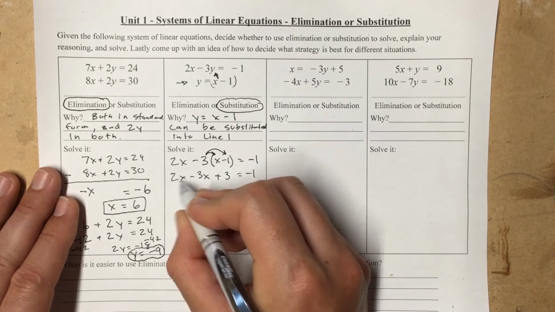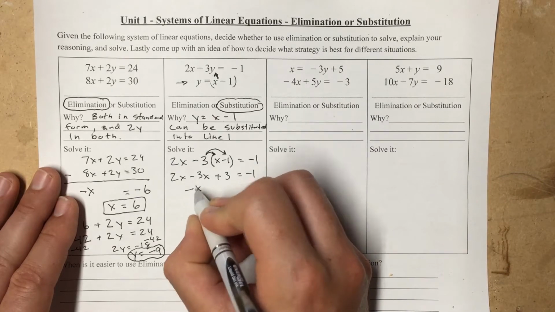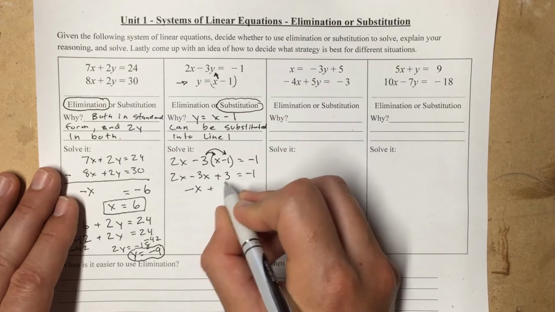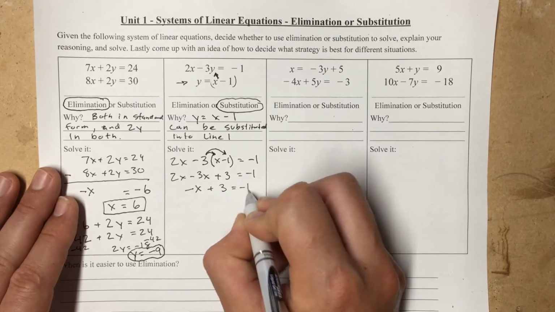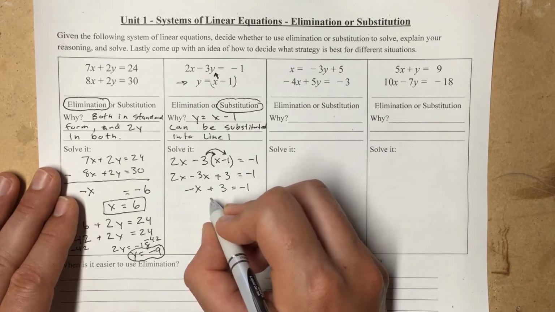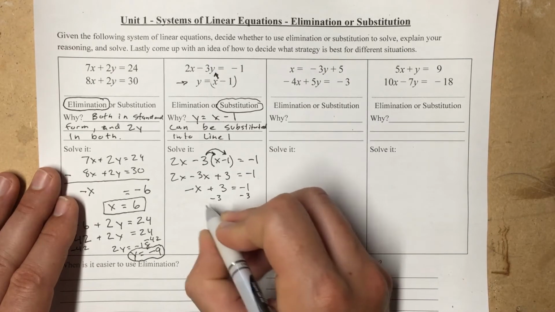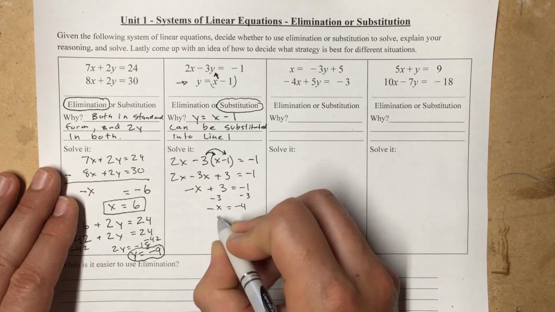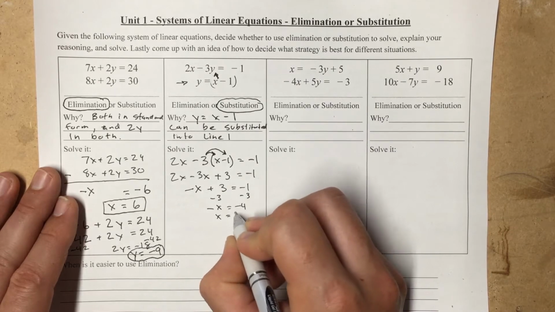2x minus 3x, this is negative x, right? These two combining like terms. Plus 3 equals negative 1. Now I need to get rid of this 3 here, so subtract 3. I'm left with negative x equals negative 4, which means x is equal to 4.